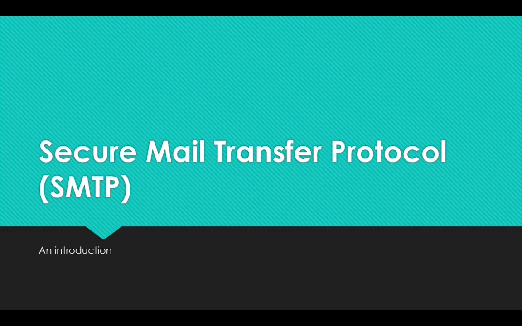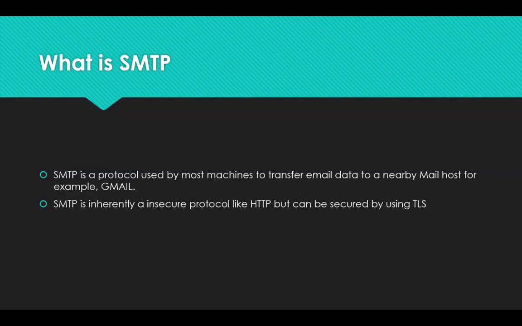Before understanding how to send emails with Python, first let's understand the protocol behind it, that is Simple Mail Transfer Protocol, SMTP. Now let's understand what is SMTP. SMTP is a protocol used by most machines to transfer email data to a nearby mail host, for example Gmail. SMTP is inherently an insecure protocol like HTTP but can be secured by using TLS.